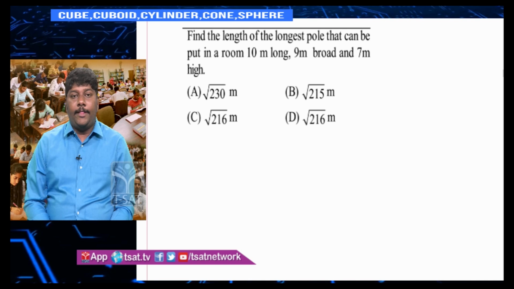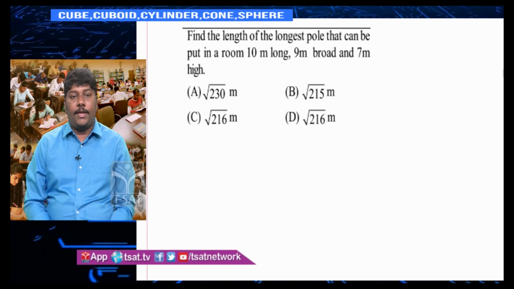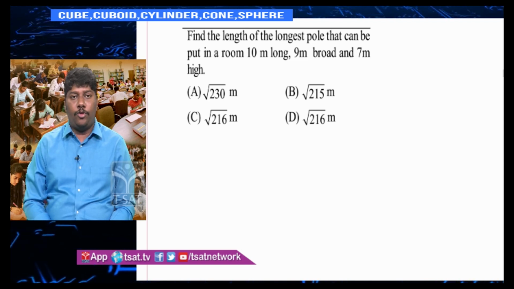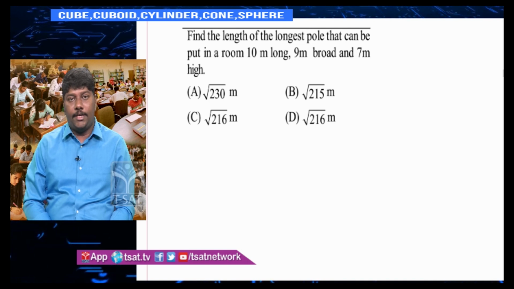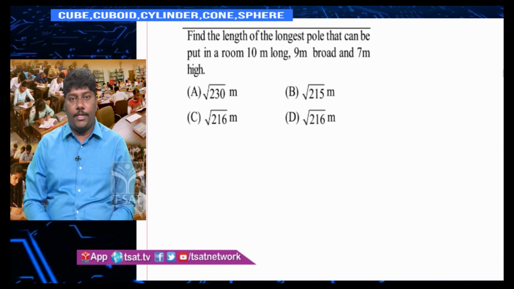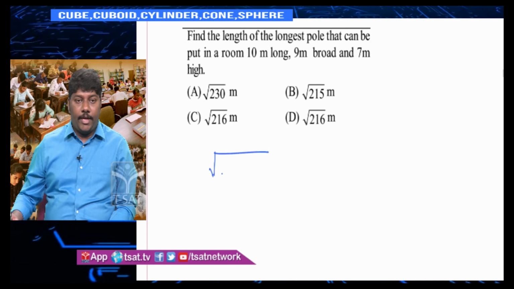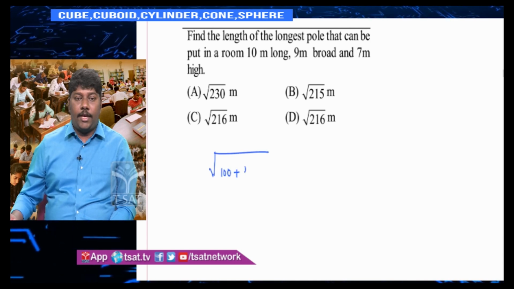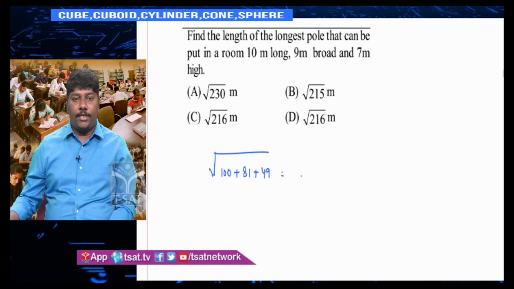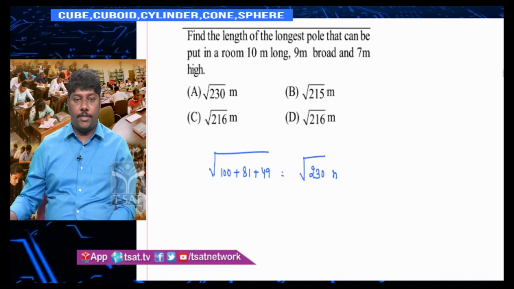See here, find the length of the longest pole that can be put in a room 10 meters long, 9 meters broad and 7 meters high. Here they are giving you the length, breadth and height of the cuboid. Instead of saying cuboid, he said room, and the longest length is nothing but the diagonal of the cuboid. We all know that the diagonal of the cuboid is under root of L square plus B square plus H square. L square is 10 square, that is 100, 9 square is 81, plus 49. 81 plus 49 is 130, plus 100 is 230. So it is root of 230 meters.